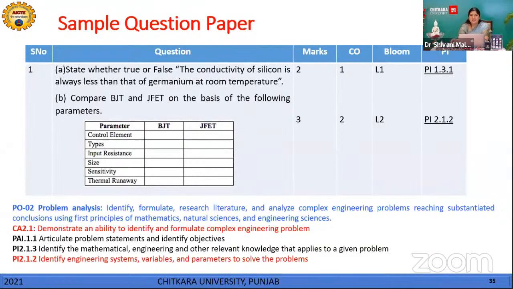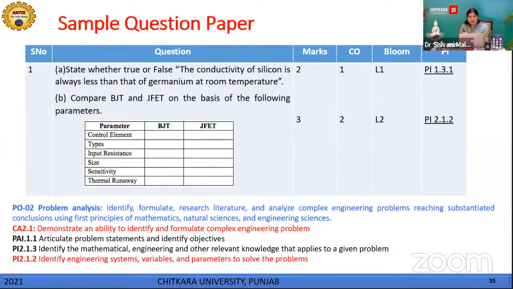So I told you the first digit tells the performance indicator 2, that is program outcome 2. Here you can see we have written program outcome 2, that is problem analysis: identify, formulate, research literature, and analyze complex engineering problems, reaching sustained conclusions using first principles of mathematics, natural sciences, and engineering sciences. As a faculty, if I try to align this question to PO2 directly, it is very difficult for me to check whether it is aligned to only this PO or to some other PO.